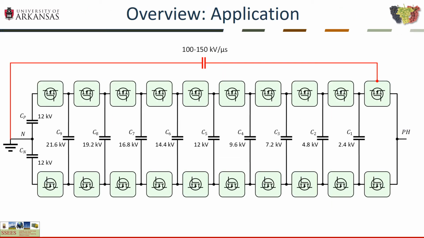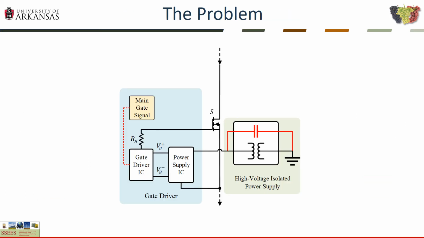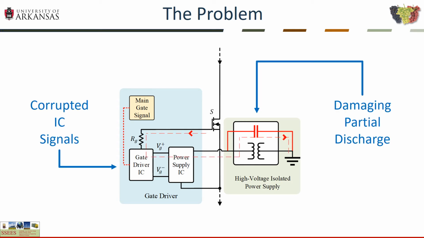Another issue with high voltage, high dV/dt switching transients are the resulting common mode currents due to the common mode capacitance of auxiliary power supplies. An abstraction of the common mode capacitance of auxiliary power supplies is shown here on the right. One common mode current path is shown in red. This current, along with the trace inductance, can cause corrupted IC signals, and the resulting partial discharge within galvanically isolated supplies can deteriorate the magnetics over time.